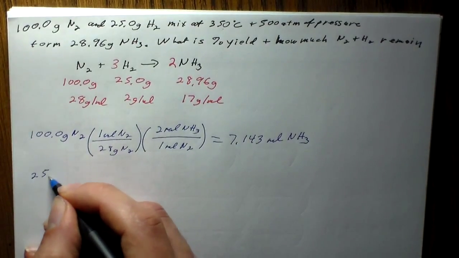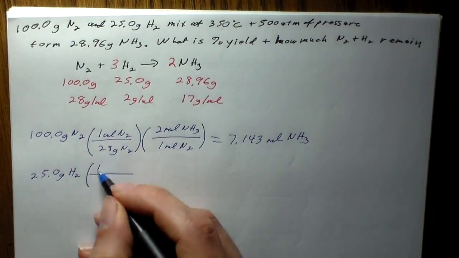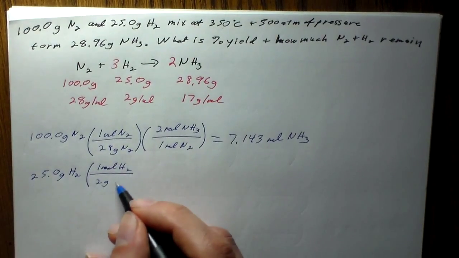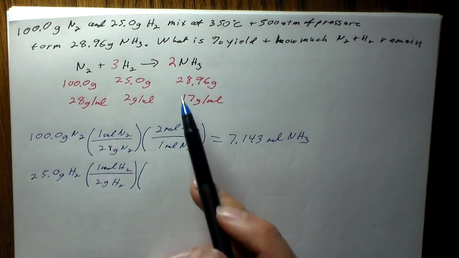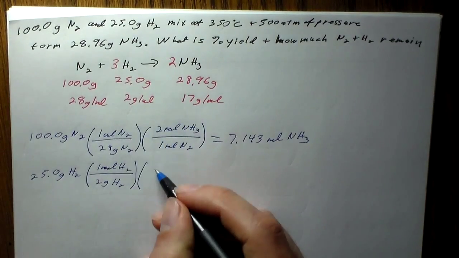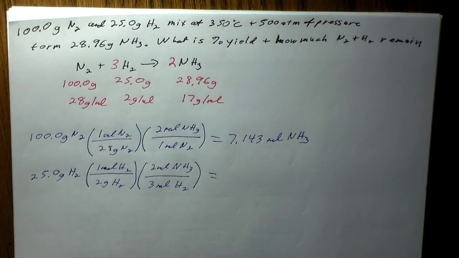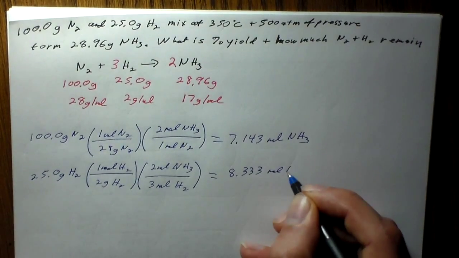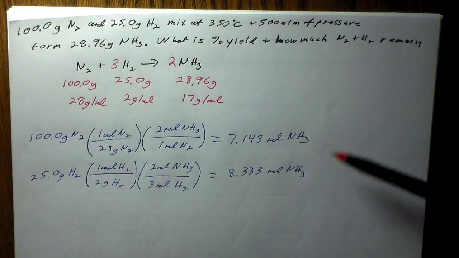And then we do the same thing here with the hydrogen. So that's going to be 25.0 grams of hydrogen, and 1 mole of H2 is 2 grams of H2. And then here we have 2 moles of ammonia to 3 moles of hydrogen. So we calculate this out and we get 8.333 moles of ammonia. Here are my 2 predictions.